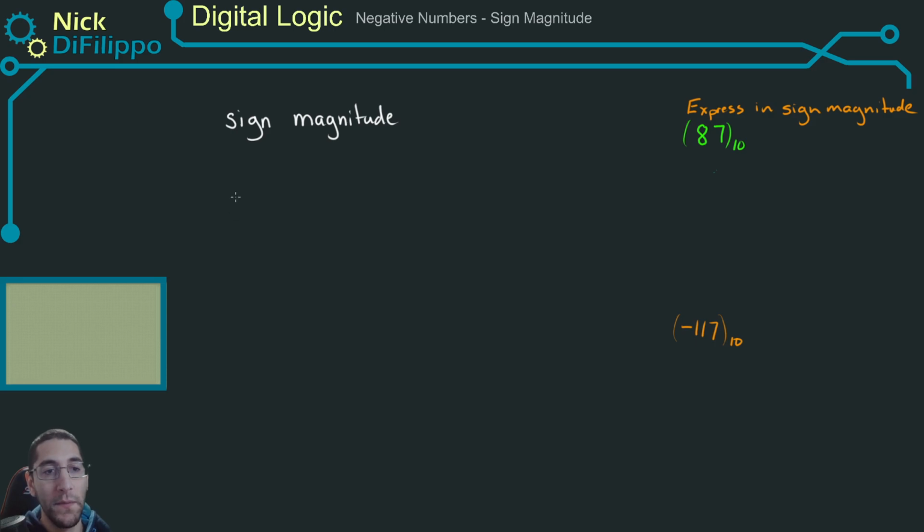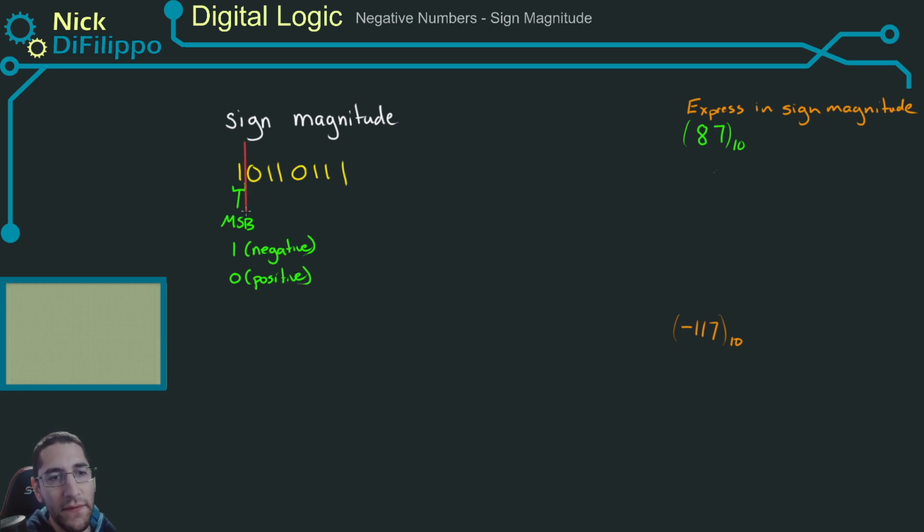With the sign magnitude method, let's say we have some 8-bit number. With this 8-bit number, we are going to allocate the most significant bit as an indicator of whether our number is positive or negative. If we have a 1, that's an indication that our number is going to be negative. If we have a 0, that's an indication that our number is going to be positive. So we're really breaking up the bits. This most significant bit is different than the other 7 bits that we have.